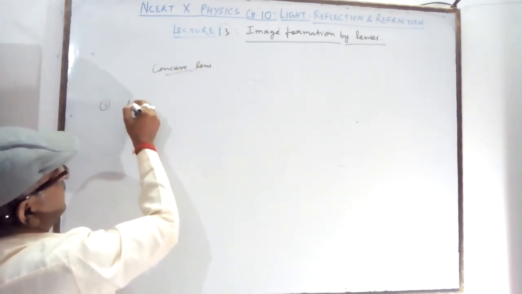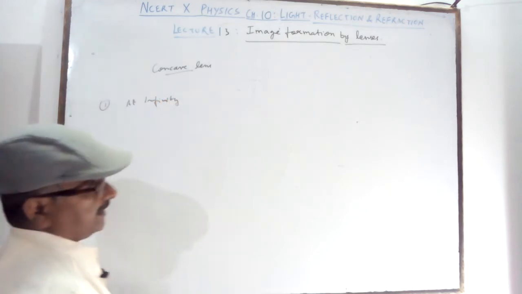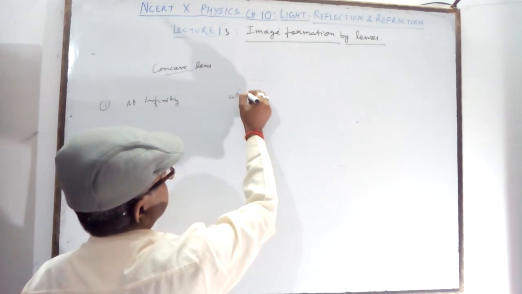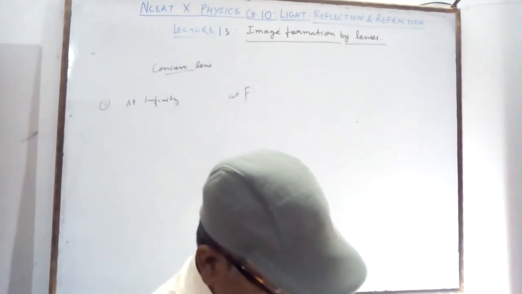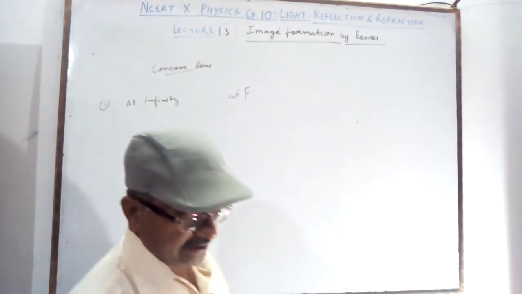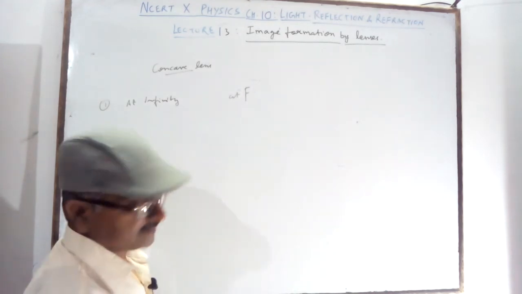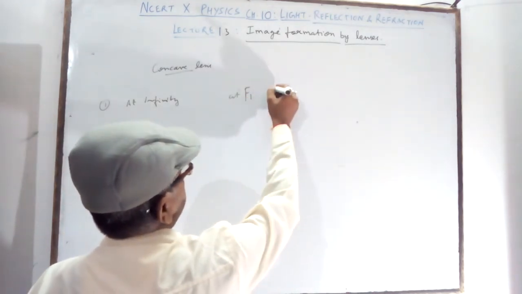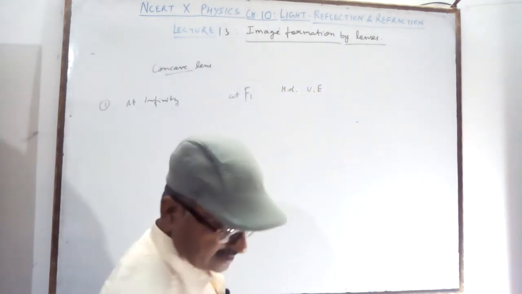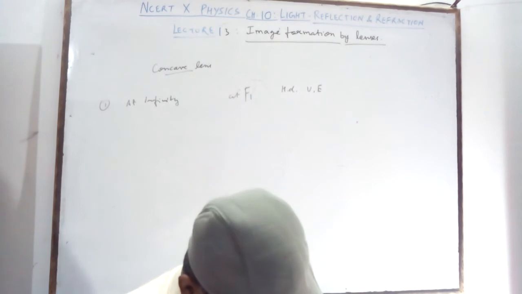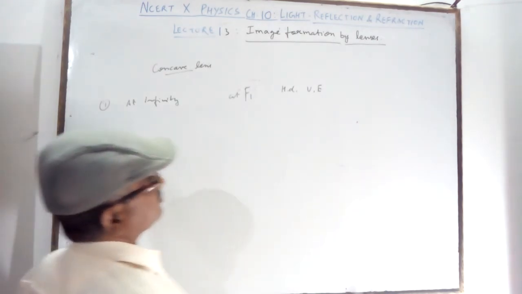First, the object at infinity, then the second at focus. For the object at infinity, the image is formed at f1. In this condition it will be at f1: virtual, highly diminished and erect. You get a highly diminished, virtual and erect image, point size. Point size you will get.